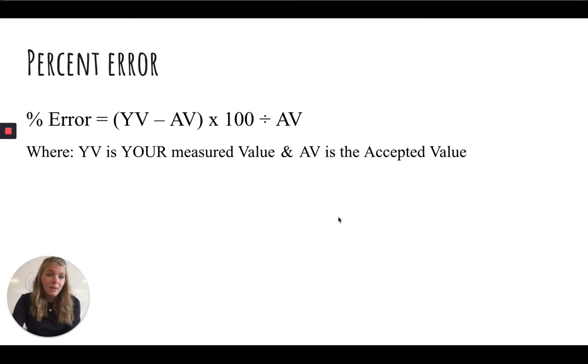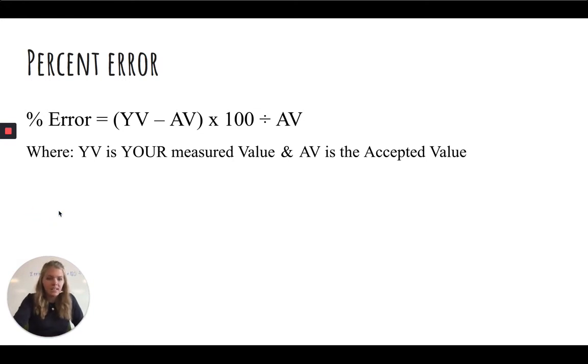So we are now going to be looking at percent error. So percent error is how poorly or how well an experiment was done. How much error is there involved? So the equation for percent error is YV minus AV times 100 divided by AV, where YV is your measured value and AV is the accepted value. So again, YV is your measured value. That is what you got in your lab, whereas AV is the accepted value. What were you supposed to get?